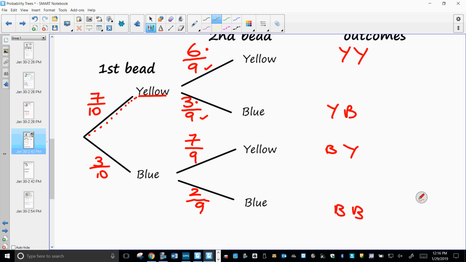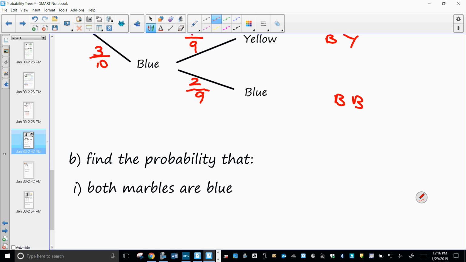Our outcomes are still yellow yellow, yellow blue, blue yellow, blue blue. And as I said before, you can work out the probabilities of those events before you see the questions, or just when you look at them. So now it says find the probability that both marbles are blue. You've got to be careful here because you've changed your probability. So this will be 3 over 10 multiplied by 2 over 9 this time. We still are doing top times top, bottom times bottom. So it's 6 over 90.